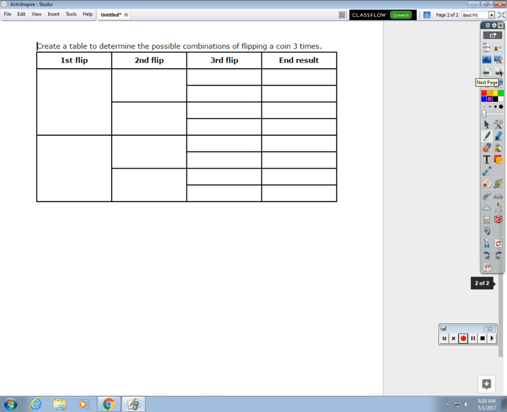Okay, our last one, create a table to determine the possible combinations of flipping a coin 3 times. When you are flipping coins, probably the best thing to do is to make a table or a tree diagram, because it does get a little confusing. So we're going to pretend that we flip our coin. The first time we flip our coin, 2 things are going to happen. We can either land on heads or we can land on tails.